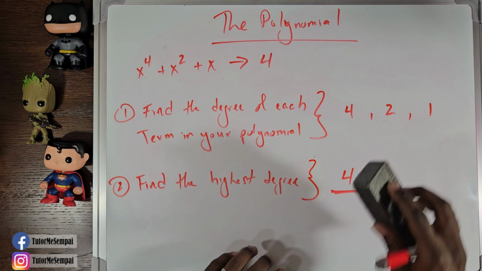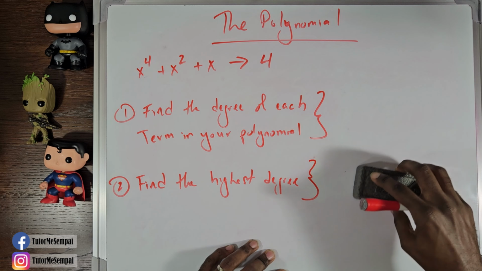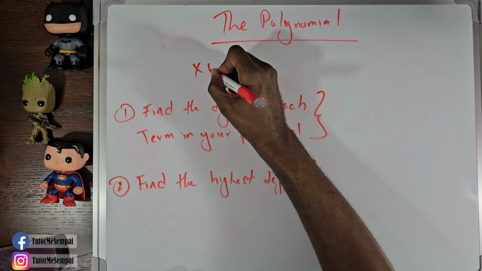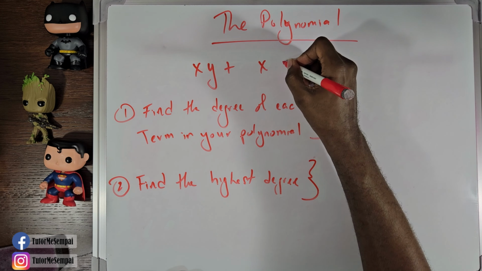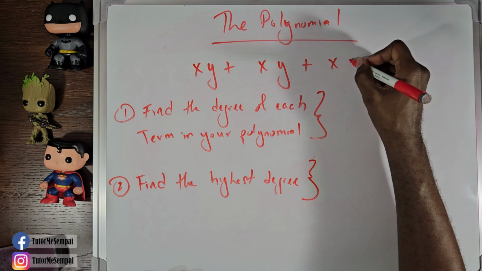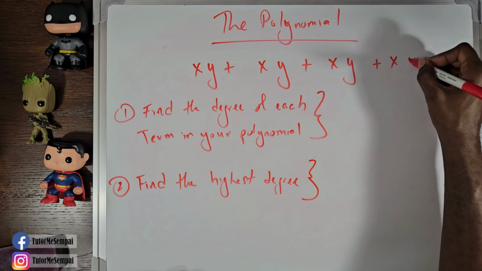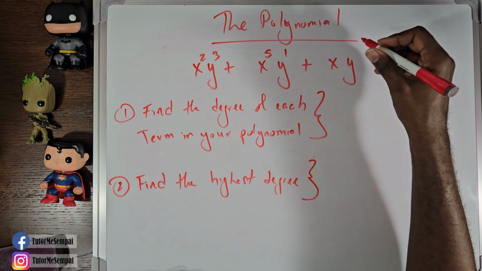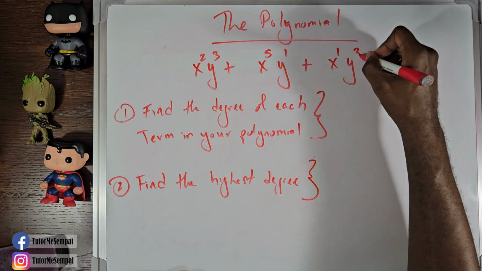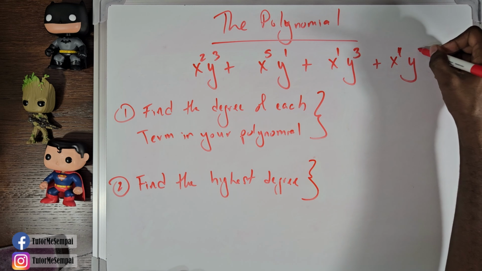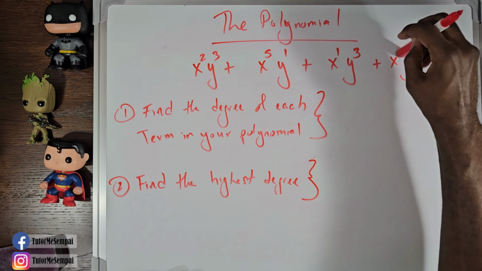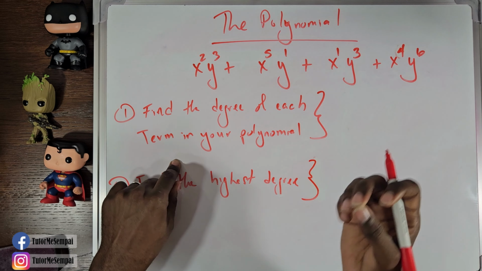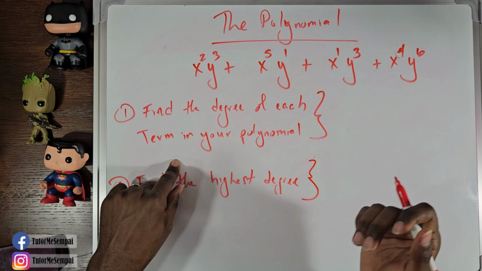So this was a simple example, but let's say we have something a little bit more complicated. We have more variables. So let's say we have x, y plus x, y plus x, y plus x, y, and this is going to be 2, 3, this is going to be 5, 1, this is going to be 1, 3, this is going to be 4, 6. So it's a 4, 6. And you want to find your first step, find the degree of each term in your polynomial.